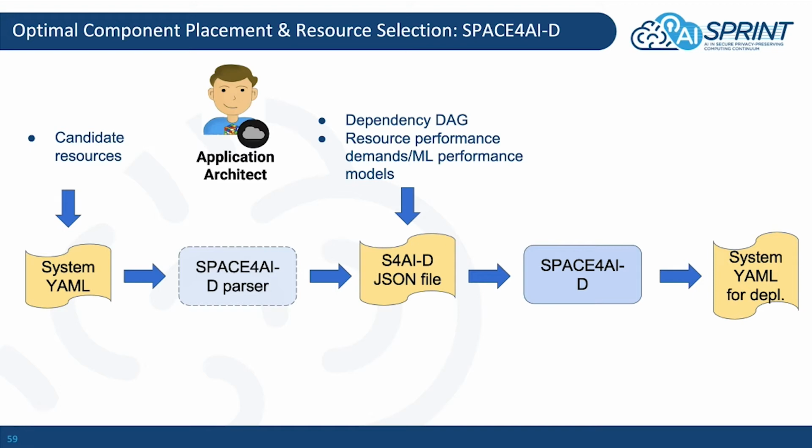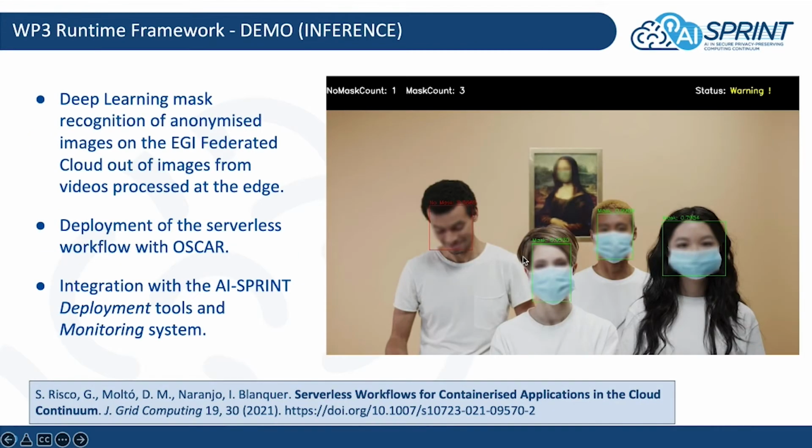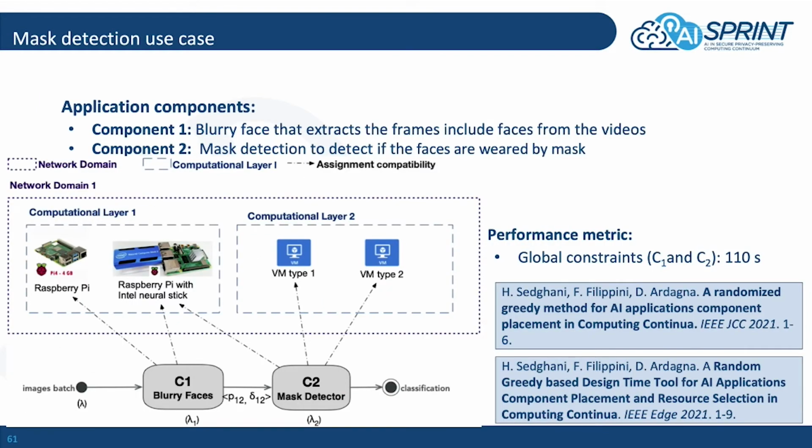In our demo, we are considering another application called the mask detection application, shown in this picture. This application is run according to the function as a service paradigm and includes two main components. The first component, given the video which is uploaded in the system, selects some frames and blurs the faces for privacy reasons. Then the second component is in charge of identifying the red and green brackets that we were showing in the previous figure.